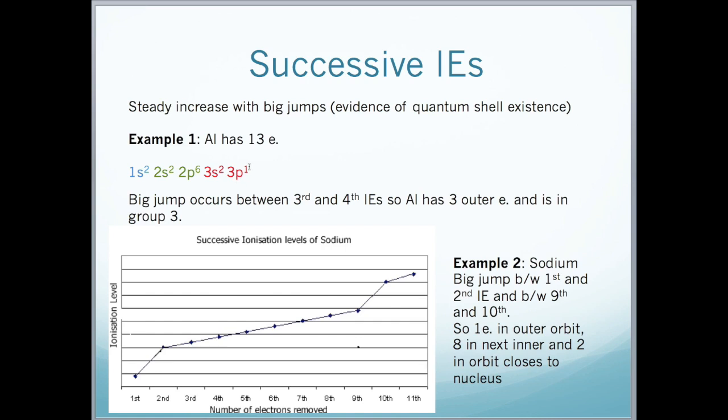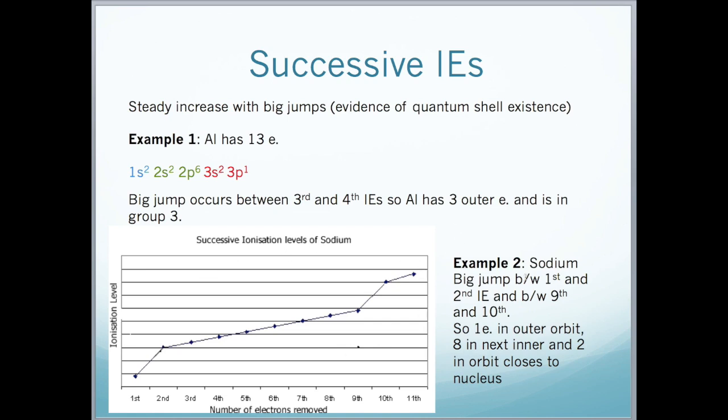The big jump for aluminium will be between the third and the fourth, which tells us that aluminium has 3 outer electrons and is in group 3. The first ionization energy is to remove this electron here. Second and third will be to remove the 3s2 electrons. So in total we're removing 3, and they're all in the same third shell, but the big jump comes when we try to remove the 4th electron, because we're now into a new, second shell, so that shows us that there are quantum shells.